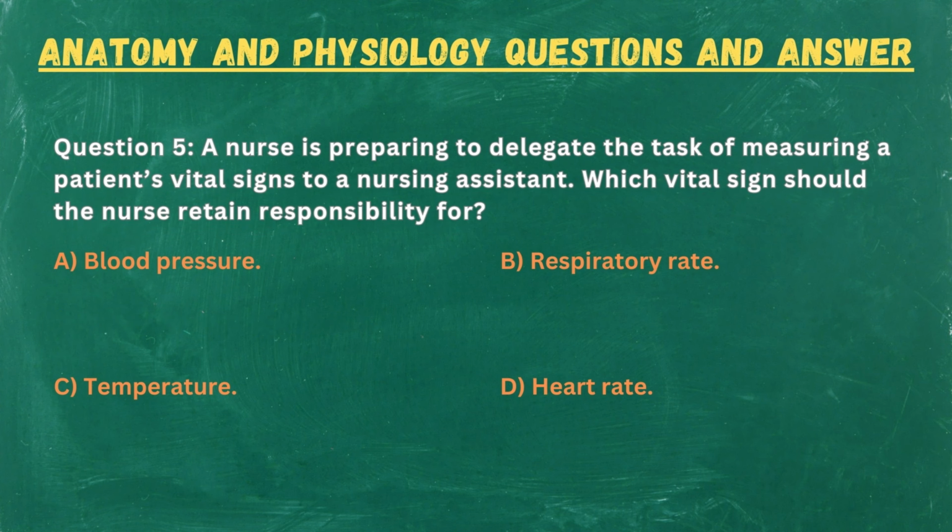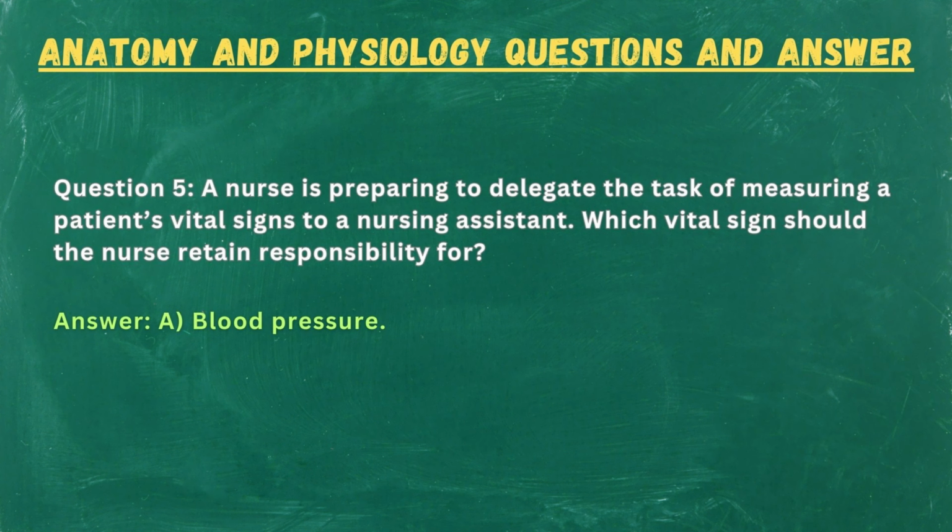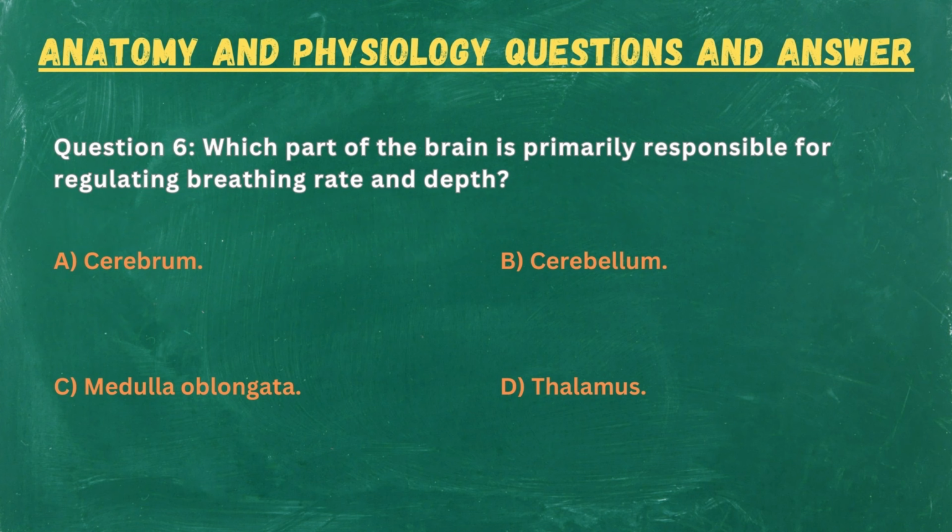Question 5. A nurse is preparing to delegate the task of measuring a patient's vital signs to a nursing assistant. Which vital signs should the nurse retain responsibility for? A. Blood pressure. B. Respiratory rate. C. Temperature. D. Heart rate. Answer: A. Blood pressure.